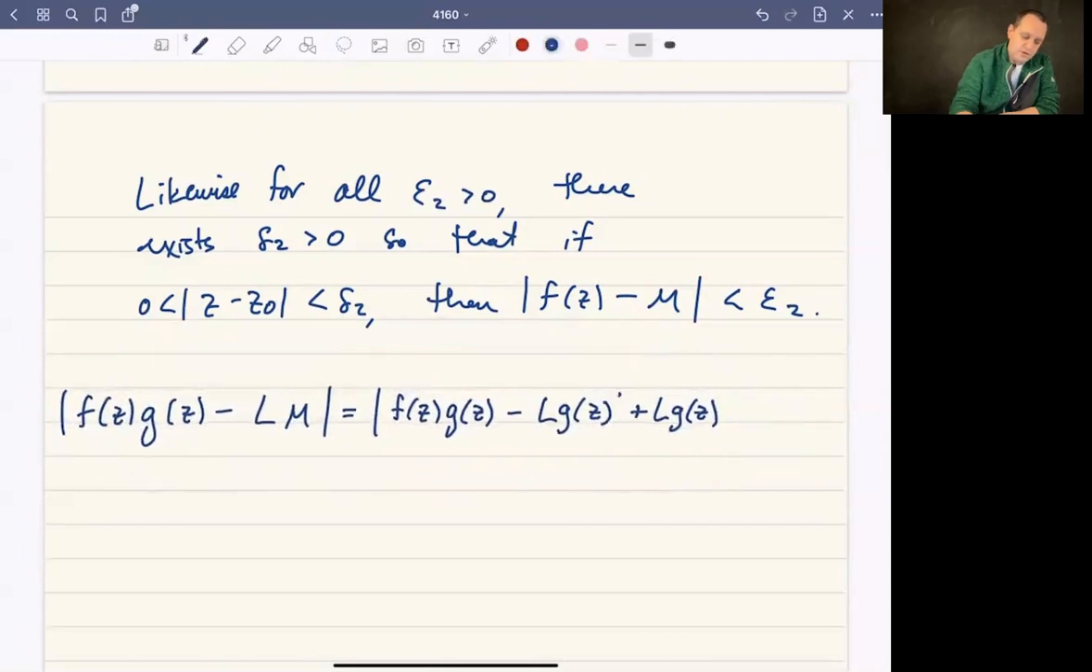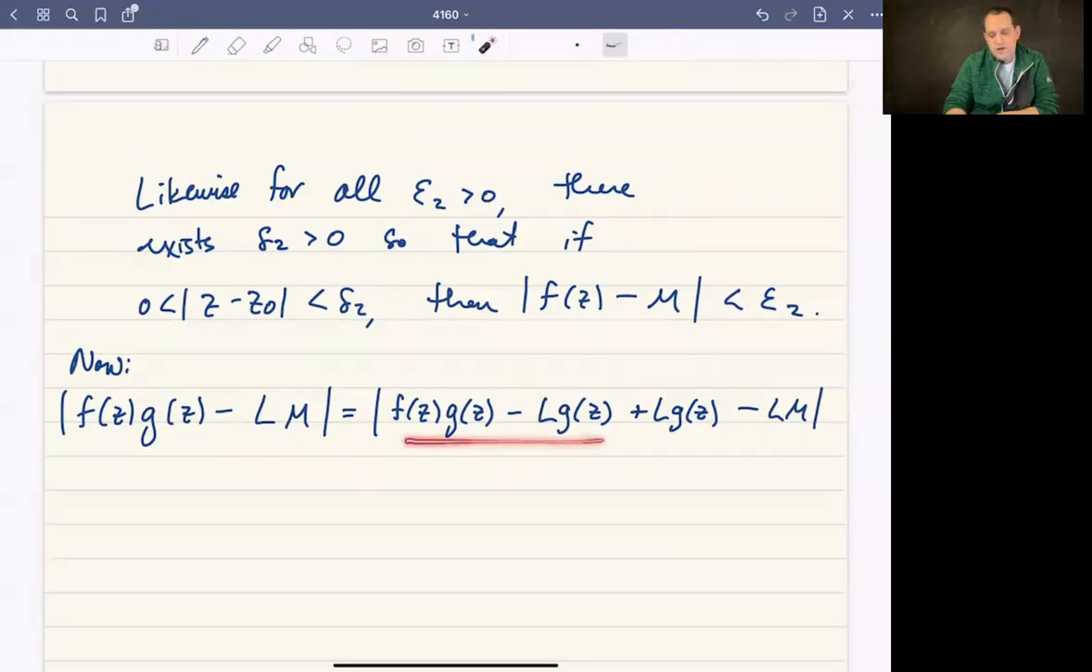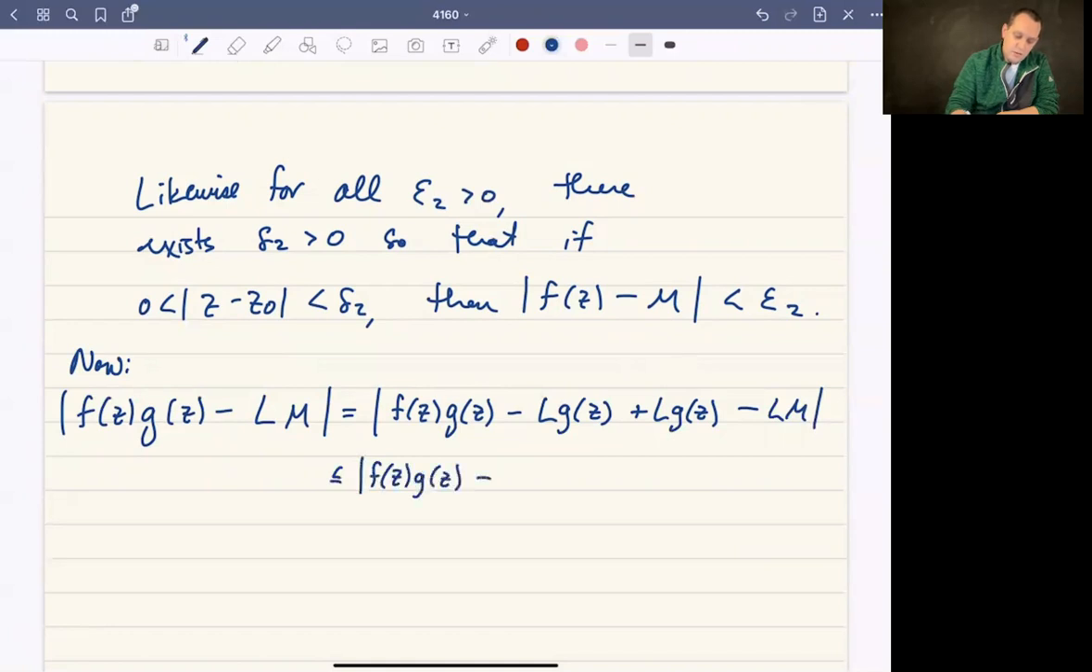Let me move this over just so I don't have to write this on 2 lines. So minus Lm. And then we're going to apply the triangle inequality. The triangle inequality says that if you have a sum of 2 quantities and you take the modulus, that's less than or equal to the modulus of the first term, f of z times g of z minus L times g of z, plus the modulus of the second term, L times g minus L times m.